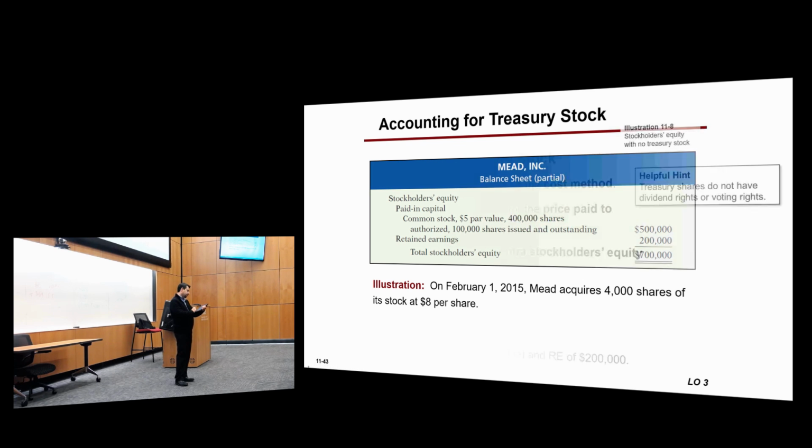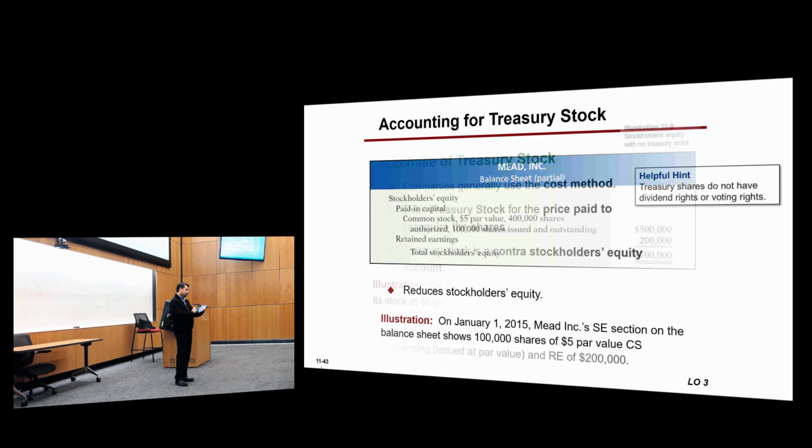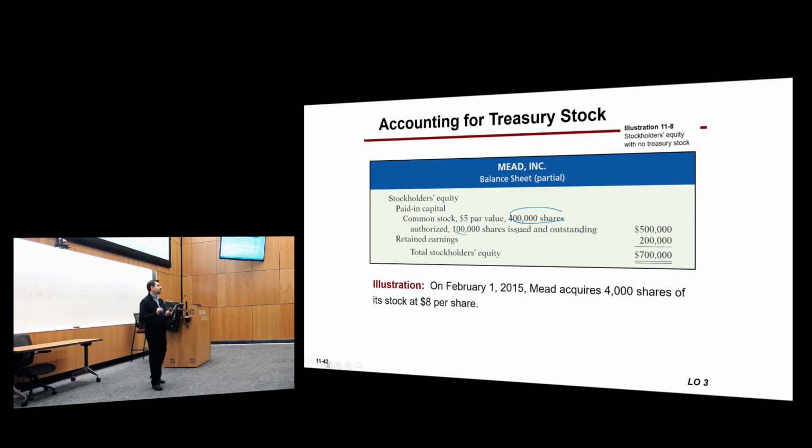$5. Remember in this example, par value is $5. So common stock, the amount that will show on the balance sheet, is 500,000. They did not say anything about paid-in capital in excess, so we do not include it. The other part is retained earnings, 200,000. As a result, total stockholders' equity is 700,000.